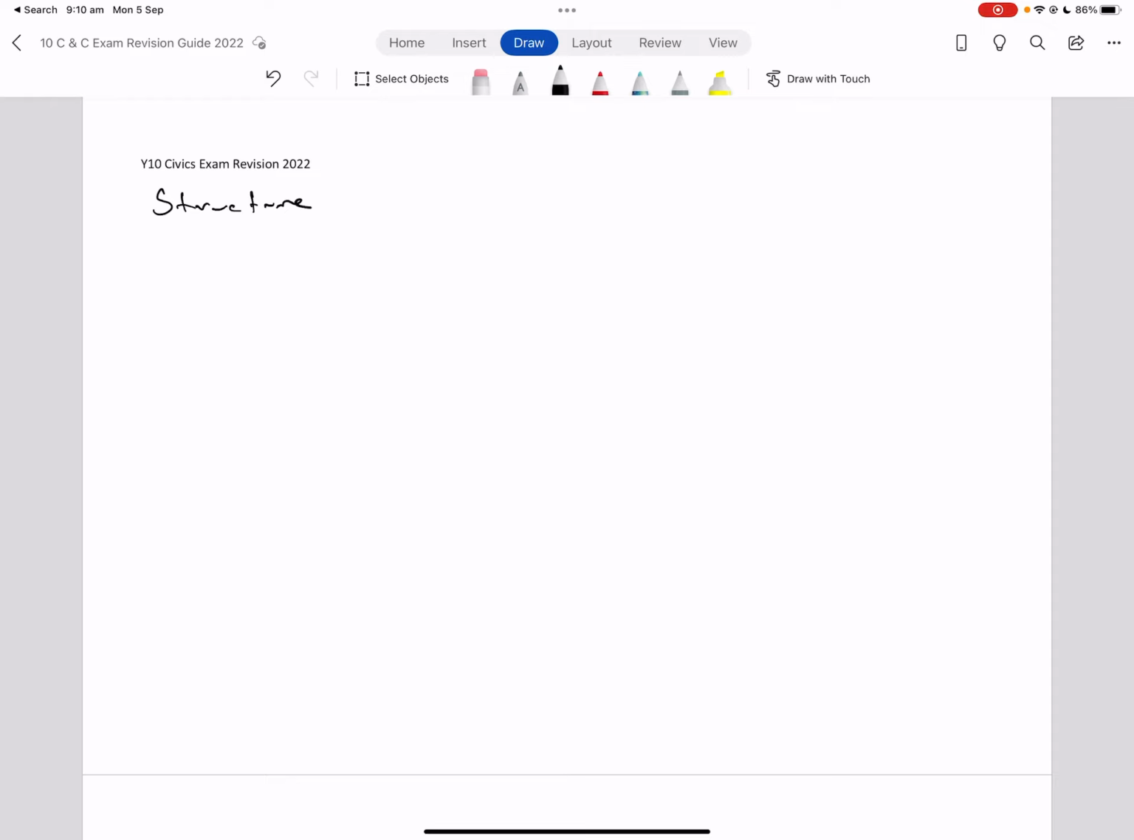So the structure of the paper itself, there are 2 sections. There's going to be a short answer section, and there'll also be a source analysis section. The short answer is going to be 5 marks total. And there are 2 questions that you'll need to answer in the short answer section. So in this section, you'll be relying on knowledge that you're bringing into the exam. There'll be no source material that's relevant to answering these questions. You just have to rely on the revision that you've done previously.